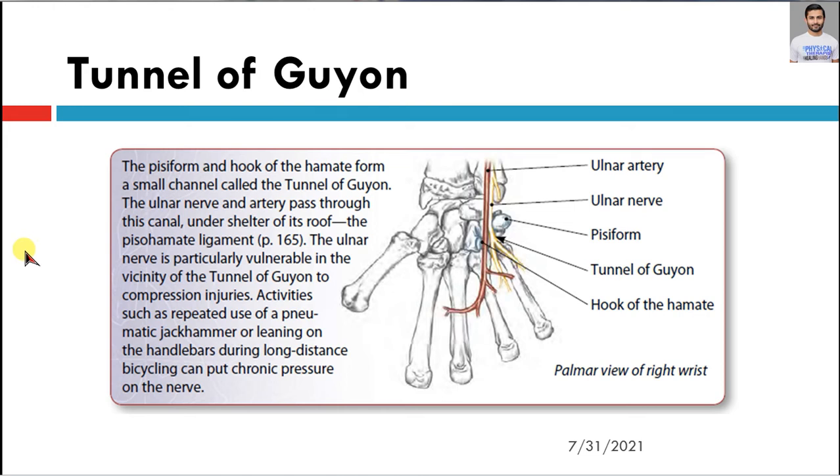So activities such as repeated use of a pneumatic jackhammer, a device that is used to drill or break any road, or leaning on handheld bars during long distance bicycling can put chronic pressure on the nerves. So if somebody is a cyclist, they become more vulnerable to this sort of compression injuries. And you know for sure that carpal tunnel syndrome is very prevalent in people using their hands excessively, like typists, like pianists, like violinists, and even artists.